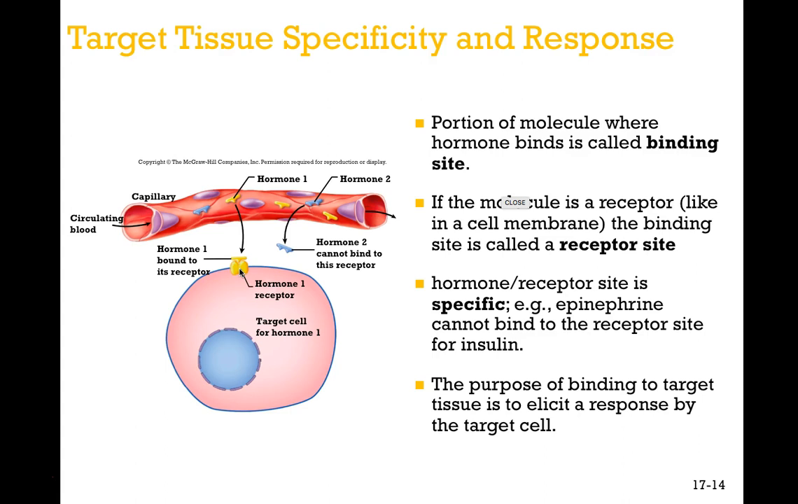So this would be called our receptor site at this point. The example that your book gives is that the epinephrine hormone cannot bind to the receptor site for insulin. Although I will mention that there are a lot of cells that have multiple receptors on them. So they may have epinephrine acting on one cell and have a receptor site on there for, let's say, a thyroid hormone.